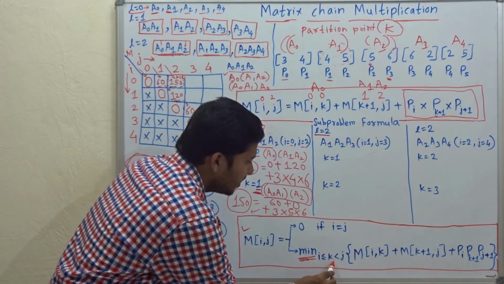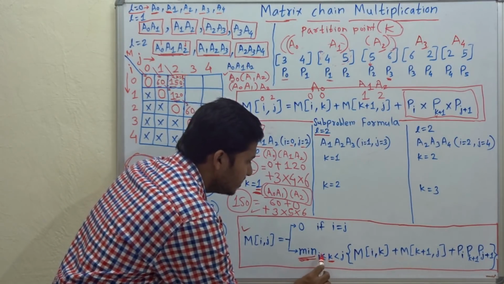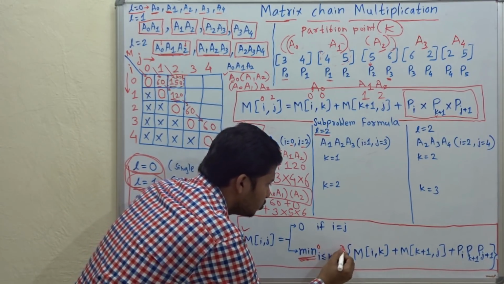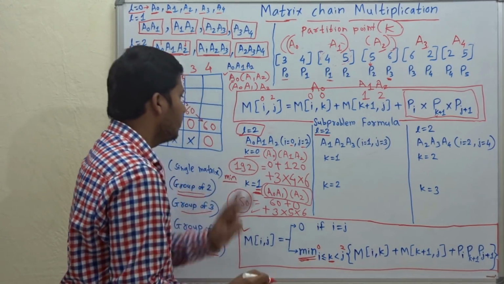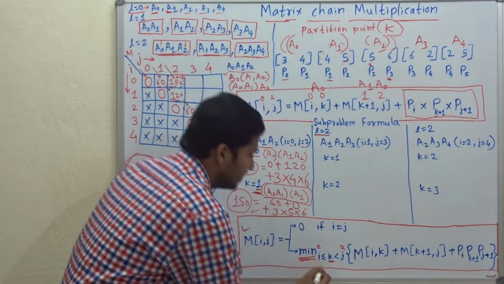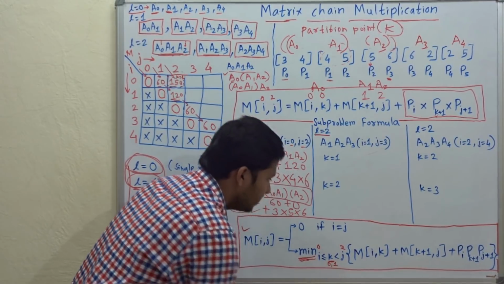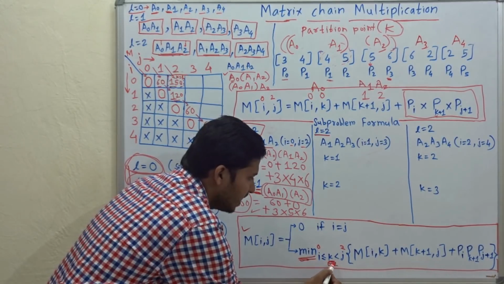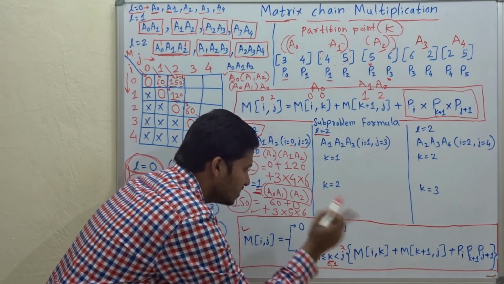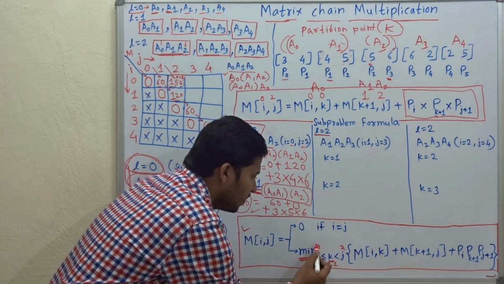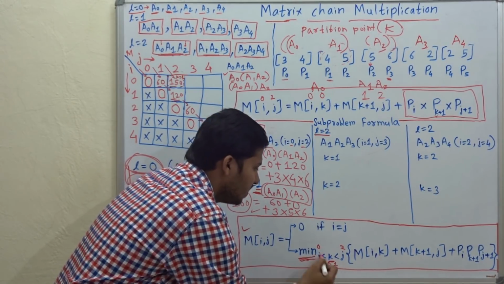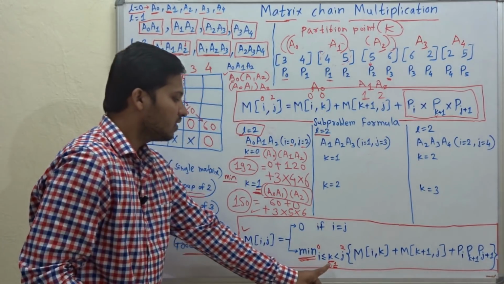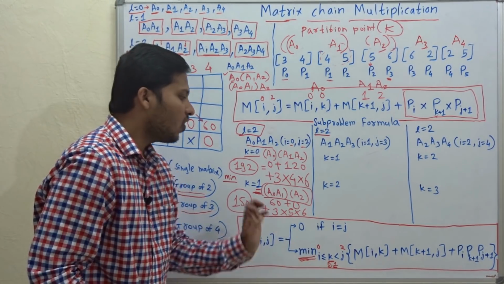Minimum of whatever is the partition point. See, k ranges from i to j, means if i is 0 and j is 2, k will have two values, 0 and 1. So it ranges from 0 to 2. k is less than j, means k cannot be 2. So the last matrix cannot be the partition point. It will only take values 0 and 1, and we will take the minimum of those two partition point costs.